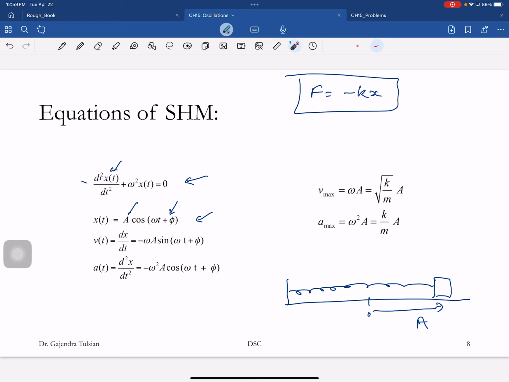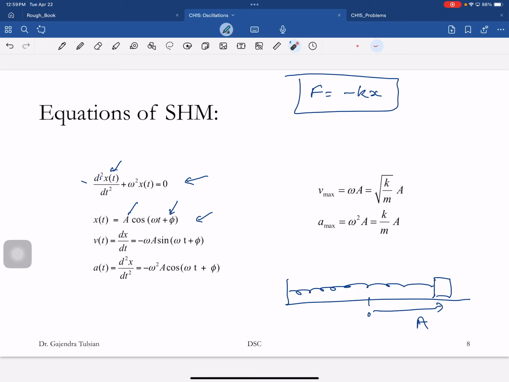Now what will happen? It'll start oscillating, going back and forth like that. How long will it oscillate? Assuming no friction, no losses to heat, forever. That's right. When is it going the fastest? At the equilibrium point. And that's how fast it's going.